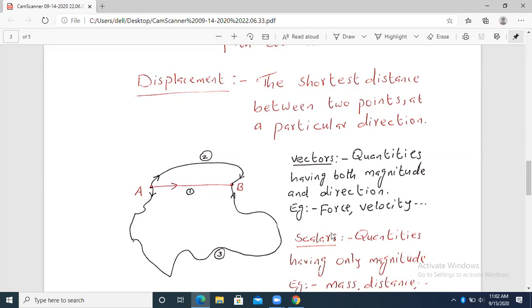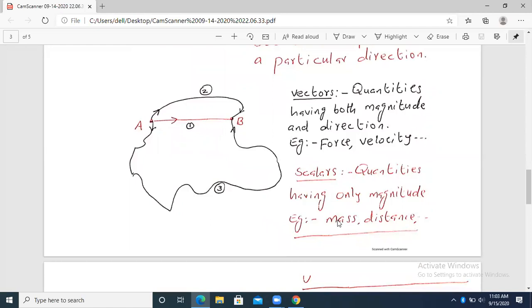And scalar quantities means they don't need any direction specified, just a magnitude is enough. For example, mass. We will say my mass is 30 kilogram. So 30 is the magnitude and kilogram is the unit. There is no need for any direction. And distance, total distance. I'm asking, what is the distance between Makkah and Medina? You will say 400 kilometer. 400 is the magnitude and kilometer is the unit. You won't say, sir, 400 kilometer south, north, west, like that.